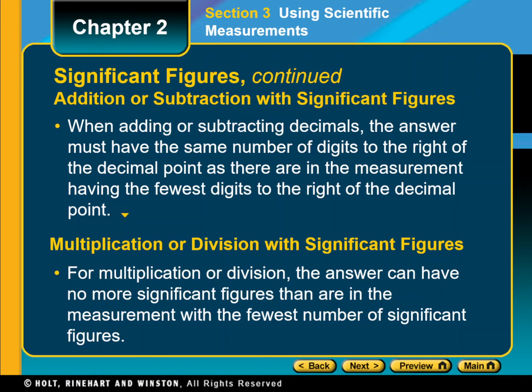For multiplication and division, the answer can be no more significant, meaning contain no more significant figures than the measurement with the fewest significant figures.